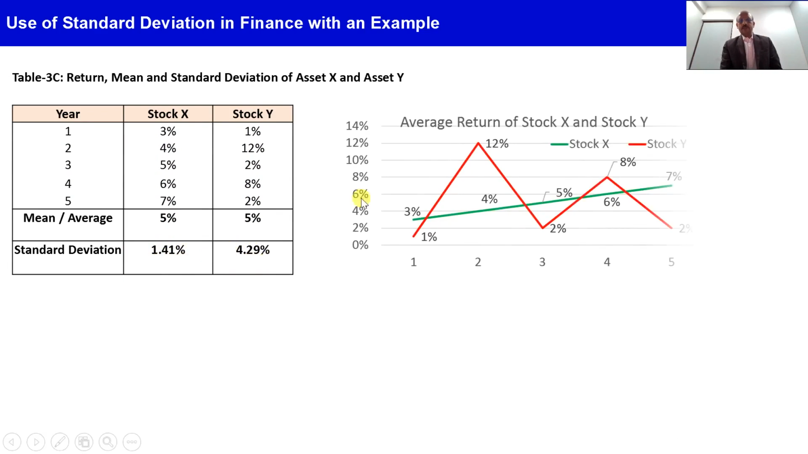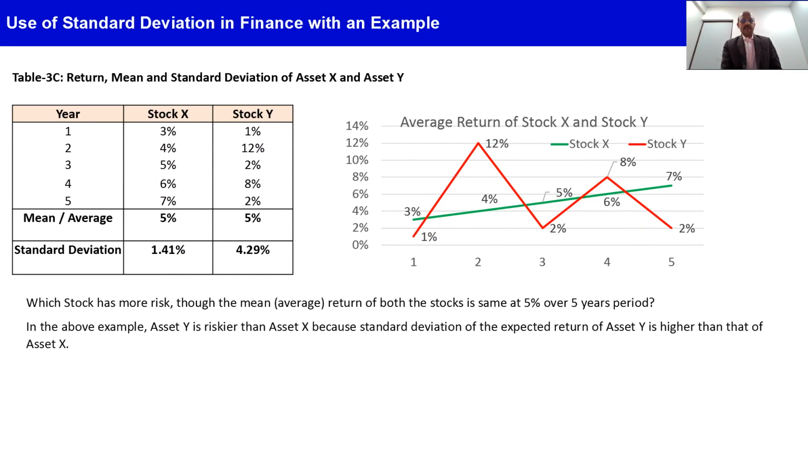Now if we plot these returns in a graph, we can see here the green line is for stock X. So this is a very steady line increasing, no fluctuation at all from 3% to 7%. Whereas the red line, which represents the return generated by stock Y year on year, is quite fluctuating. Sometimes it goes as high as 12% and some years it goes as low as 1% or 2%. But the average of both the stocks' returns is the same, 5%.